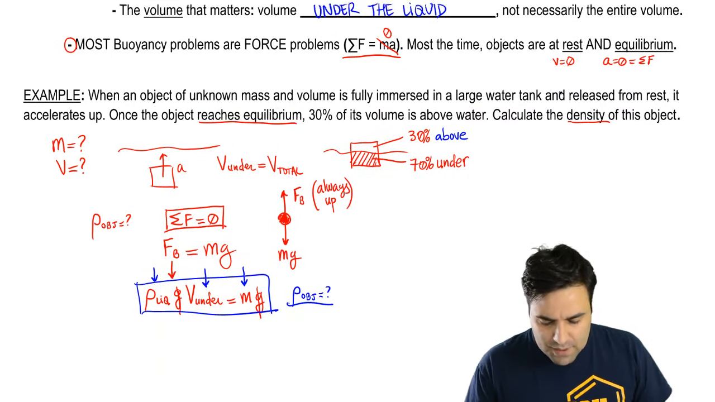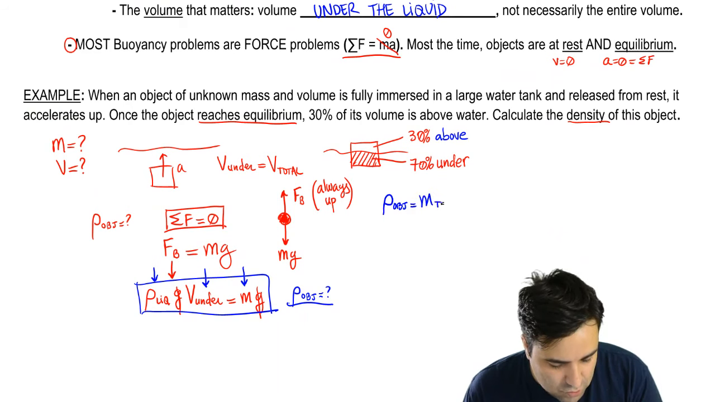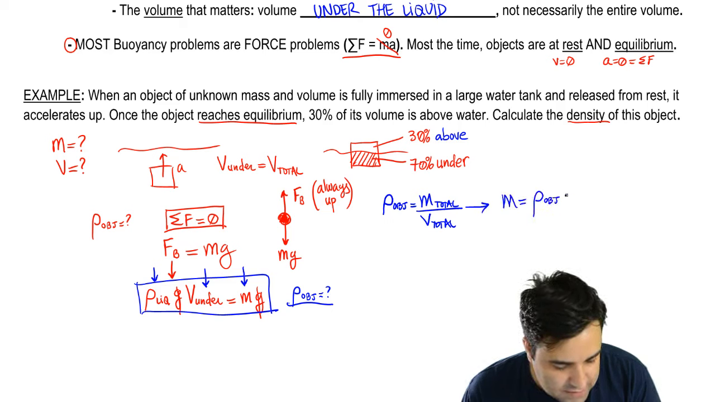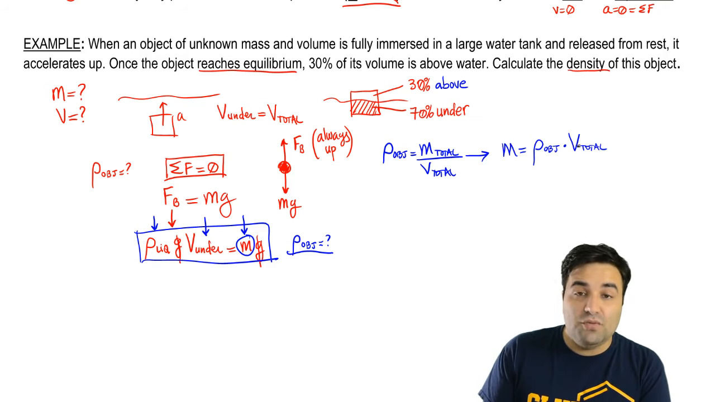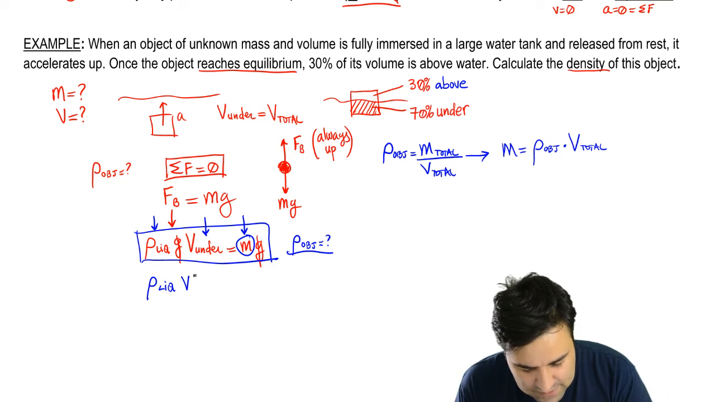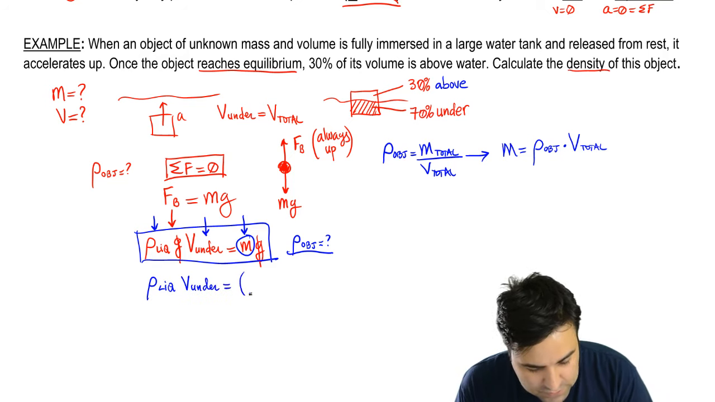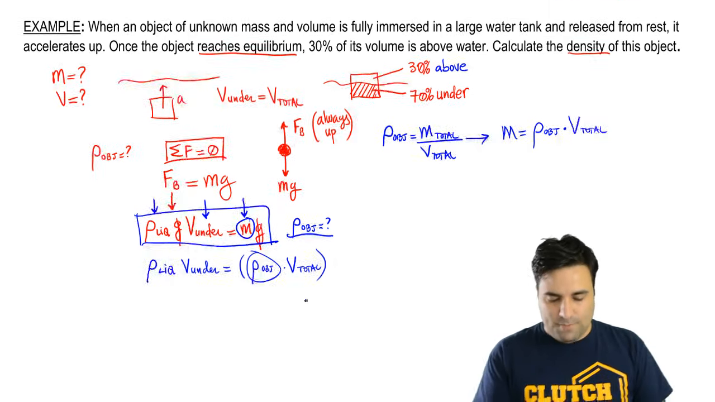So the way we're going to do this is density of the object is mass total divided by volume total. Therefore, mass total is density of the object times volume total. All right? So what we're going to do is replace mass with density times volume, and now we're going to have our variable there. So the density of the liquid times volume under equals density of the object, which is what we're looking for, times volume total. Cool?